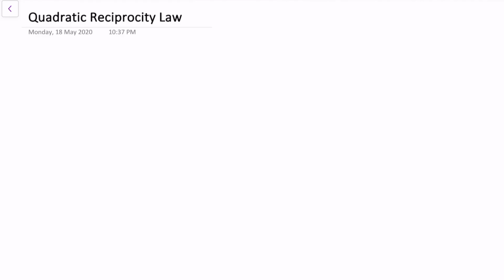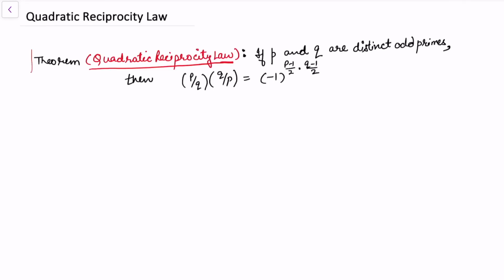In this video, I'll be proving the quadratic reciprocity law. The statement of the quadratic reciprocity law says that if P and Q are distinct odd primes, then the Legendre symbol (P/Q) multiplied by (Q/P) is equal to (-1)^((P-1)/2 · (Q-1)/2).